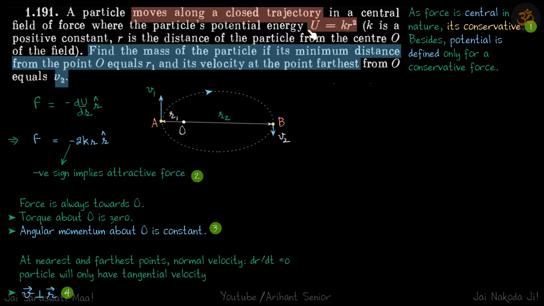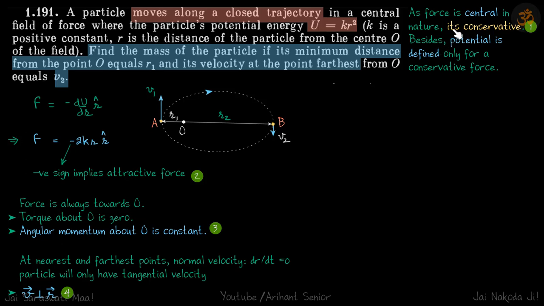First, the potential energy is given as kr square. Since it is a function of distance from point O, we can say that the force is central in nature. Second, if we find the force by doing minus du by dr r cap, we get a negative sign, which means the force is attractive in nature. That's why we have drawn the trajectory like this.